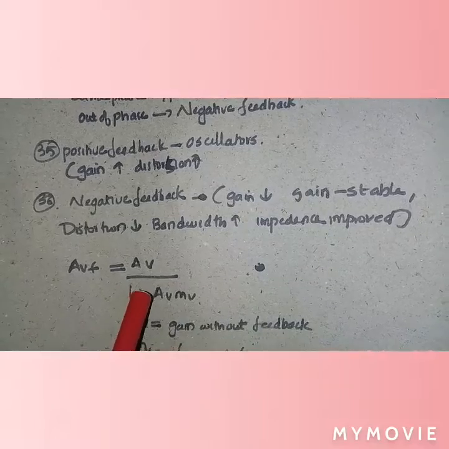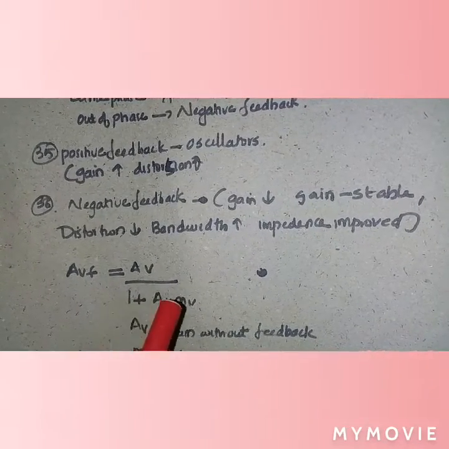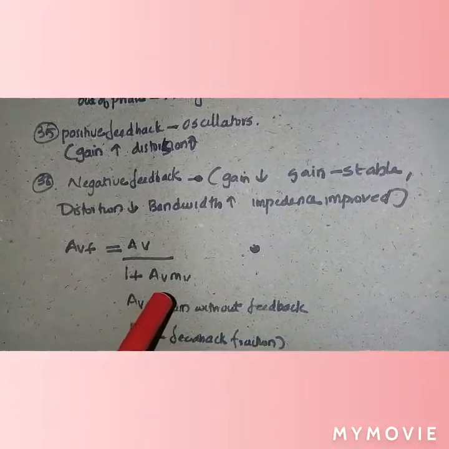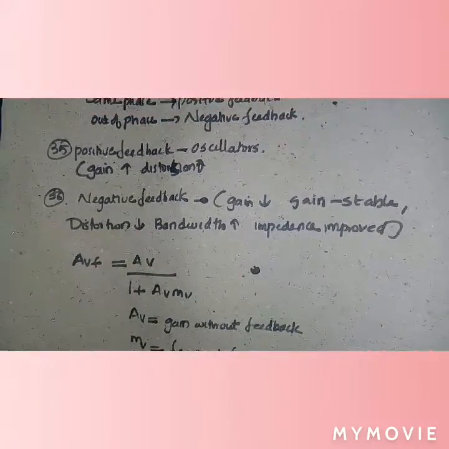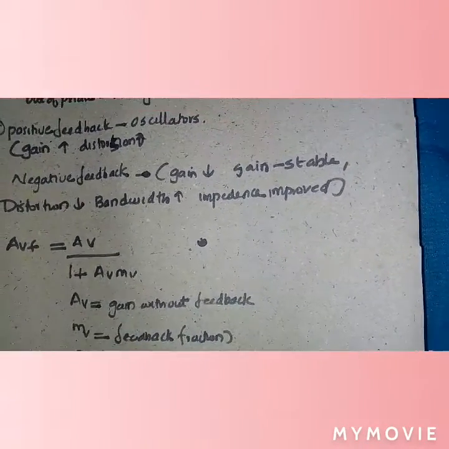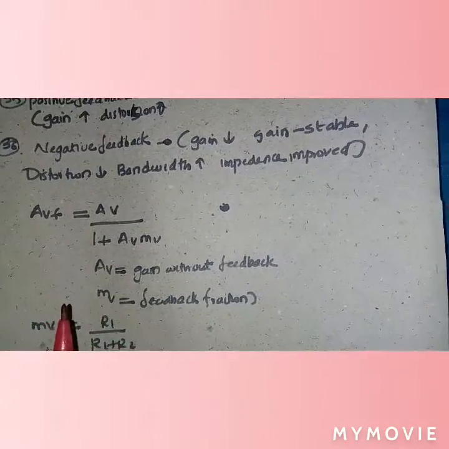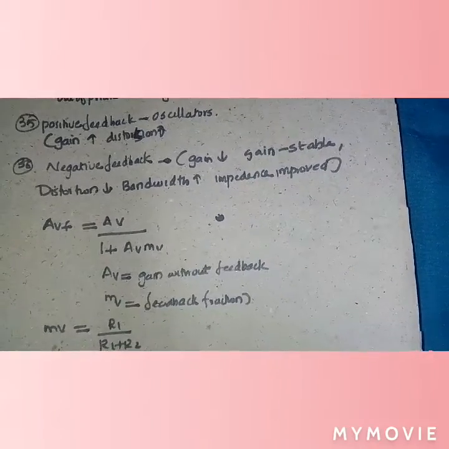In negative feedback, the gain decreases by the factor 1 plus AV MV, that is AVF is equal to AV divided by 1 plus AV MV, where AV is the gain without feedback, AVF is the gain with feedback, and MV is the feedback fraction. MV is equal to R1 divided by R1 plus R2, the resistors present in the feedback circuit.